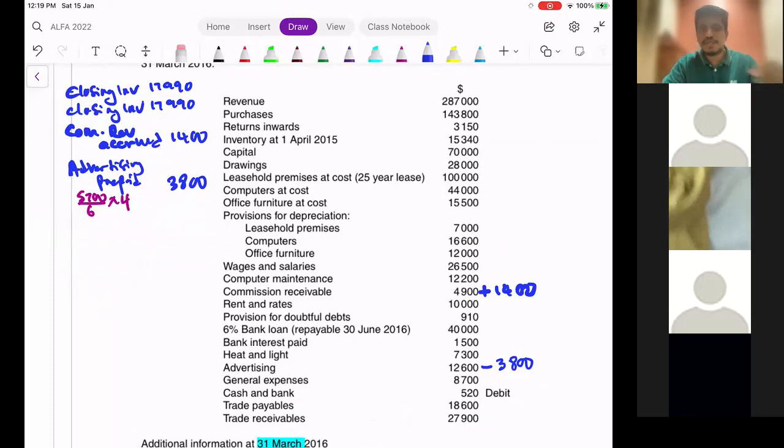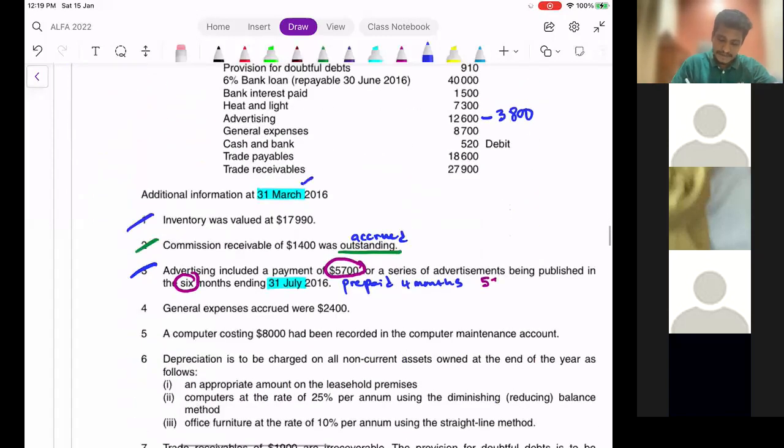Advertising prepaid means you pay extra. If you pay extra, it's expenses prepaid. Expenses prepaid is a current asset. Later, whenever we prepare the current asset, we'll put it in the current asset. Yes, we overpaid. We need to pay until March only, but we paid until July. So overpaid, prepaid.